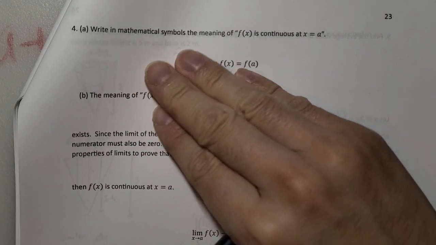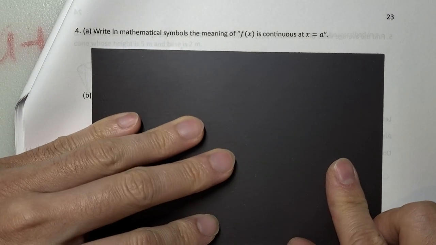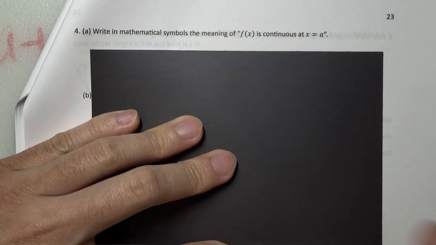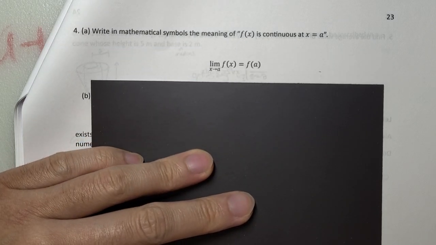Write in mathematical symbols the meaning of f of x is continuous at x is equal to a. This is just testing if you know the definition of continuity, which is this. Very easy. The limit as x approaches a of f of x is equal to f of a.